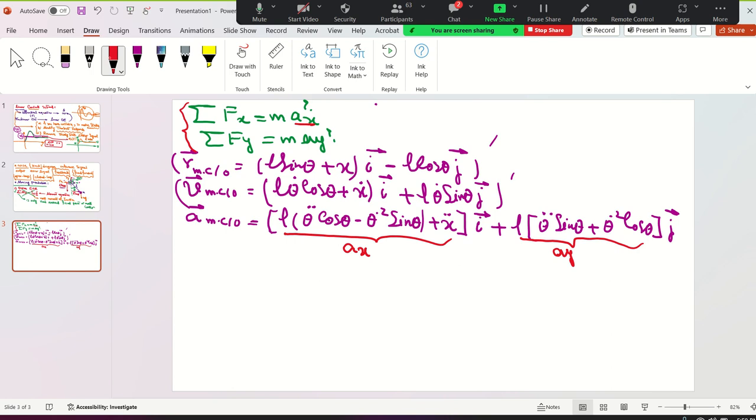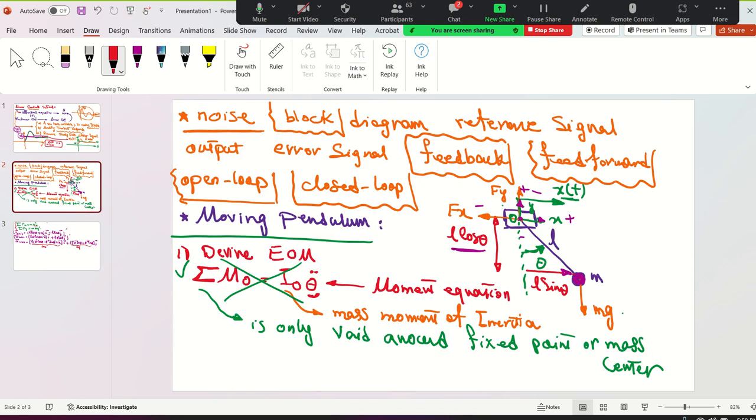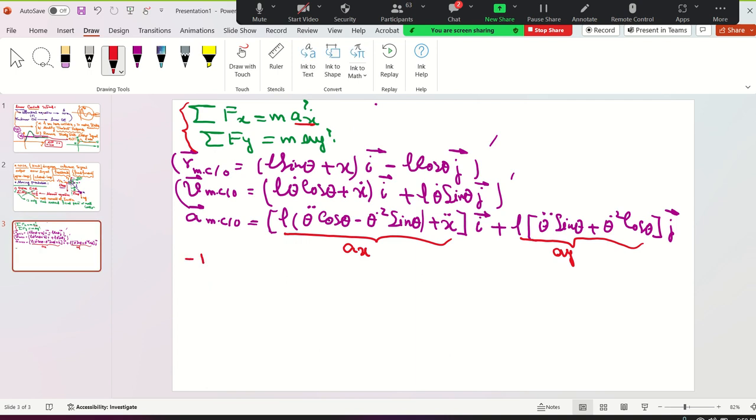So, sum of the forces in the x direction, I'm writing. Look here, not magic. There's no Vegas, no gambling. Which force is in the x direction? Show me. Which force do we have here? Fx, that's right. Minus or plus in the x direction? Yes, minus, because this is looking to the left. That's right. Minus Fx equals m ax. We got it here: L theta double dot cosine theta minus theta dot square sine theta plus x double dot. Here we go. Equation number 1.